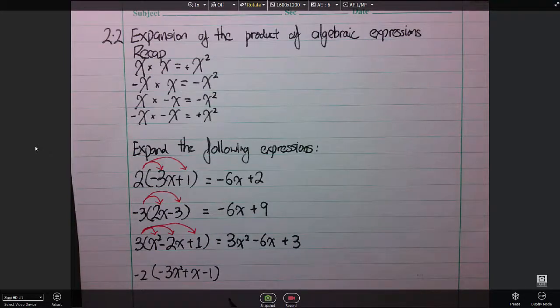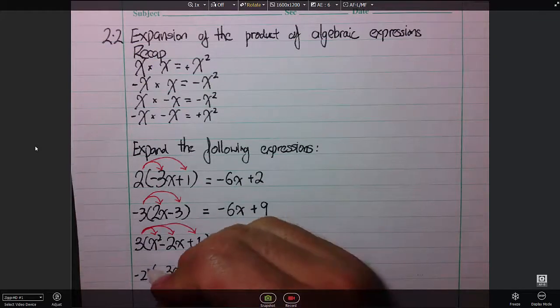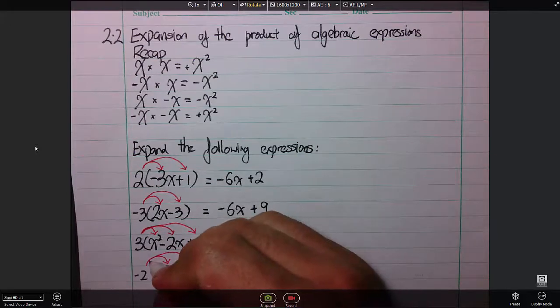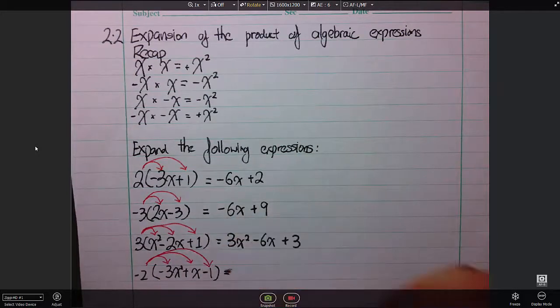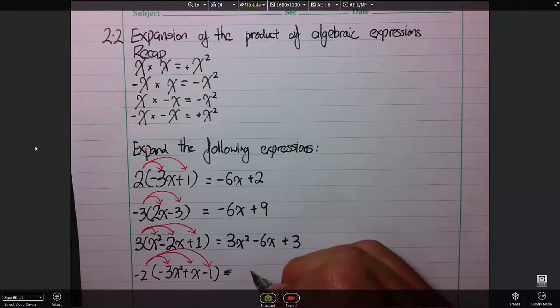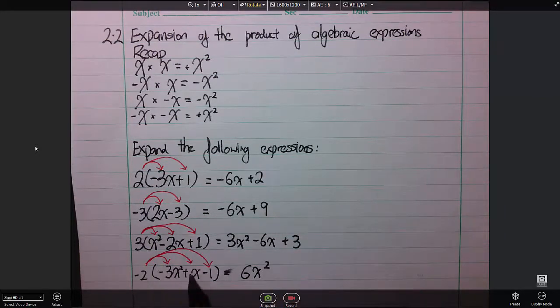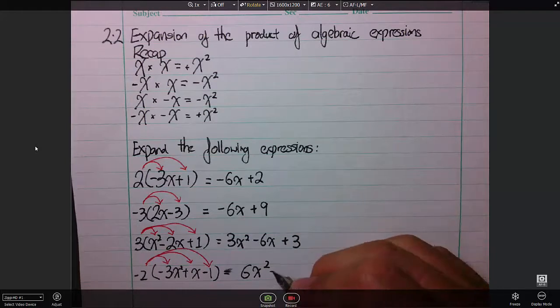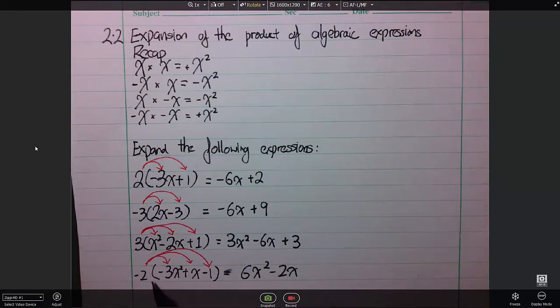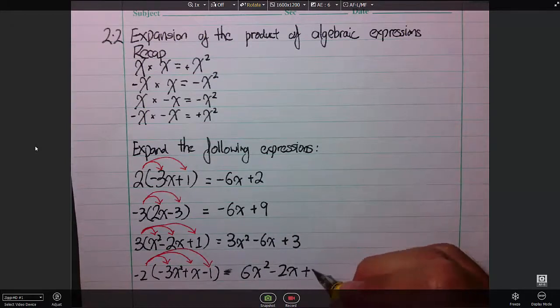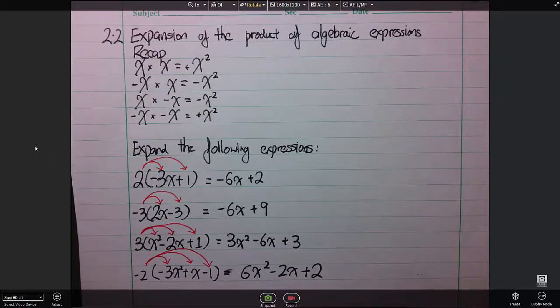And finally, the last question for this set of examples is this. We have to multiply negative 2 into each of the 3 terms inside. Negative 2 times negative 3x squared. Negative times negative is positive, so I get positive 6x squared. Negative 2 times positive x gives me negative 2x. And lastly, negative 2 times negative 1 gives me positive 2. And that concludes set 1.